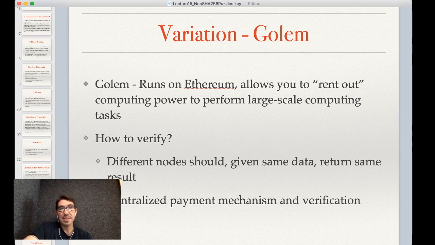However, right now there is a centralized payment mechanism and verification. It hasn't been entirely decentralized yet, but I think this is a very interesting variation on proof of useful work. It has sort of one step removed. It's not using the useful work as part of the block production mechanism, but it does allow you to use your computing power and get rewarded for it.